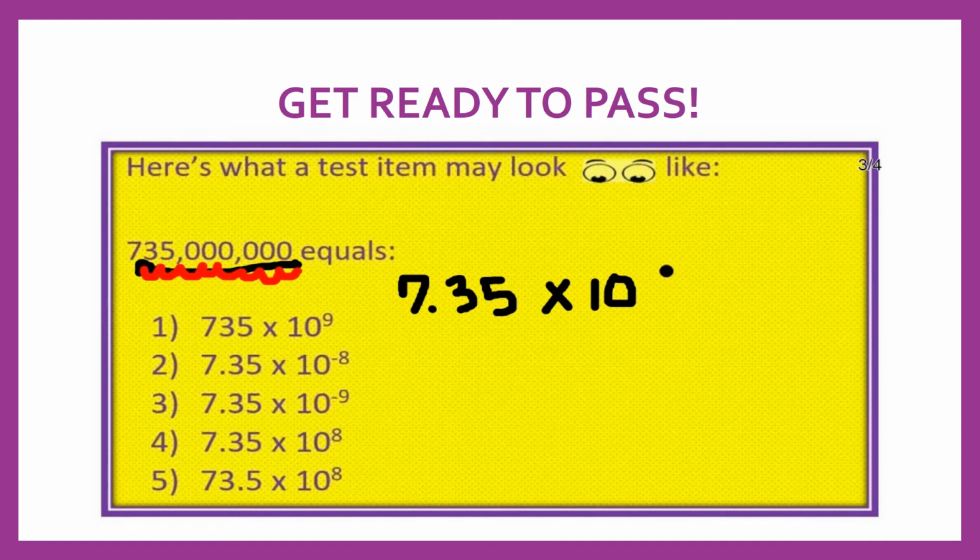So we're going to put an 8 here, and it's going to be a positive 8 because we moved the decimal point 8 spaces forward. Now when we come over here to our options, we see that option 4 is the correct choice in terms of converting this value into a scientific notation form.